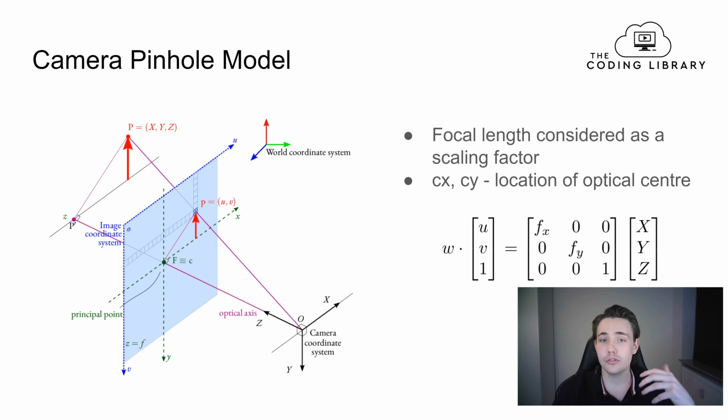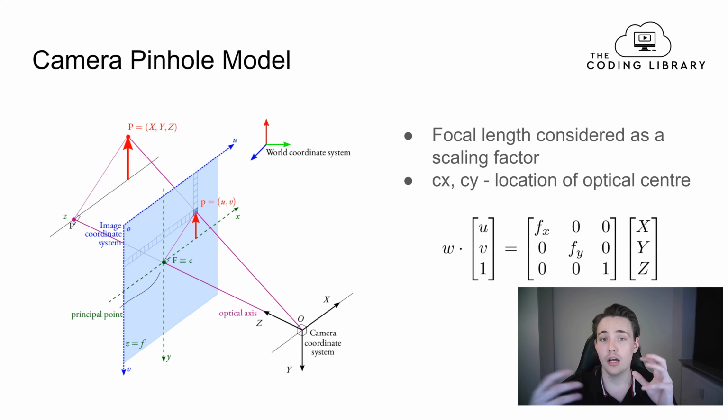So first of all, we're just going to talk about the camera pinhole model. We'll go down to the really basics of a camera and how that works, and then we can use that information to actually calibrate our cameras, get the camera matrix, and remove the distortion that we have in our images.